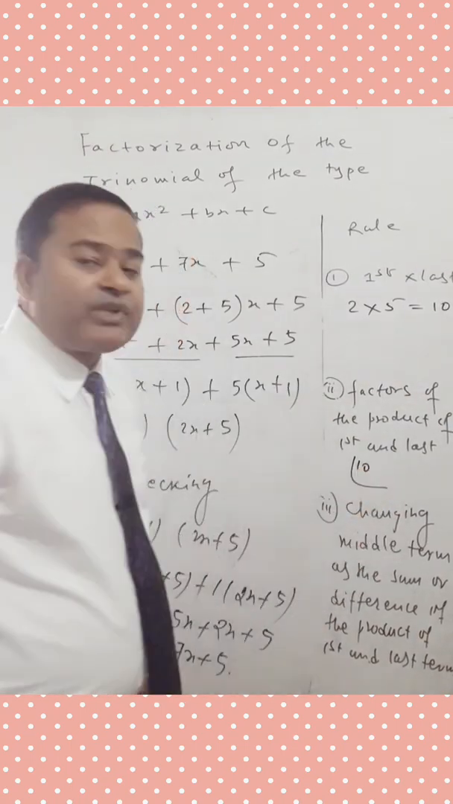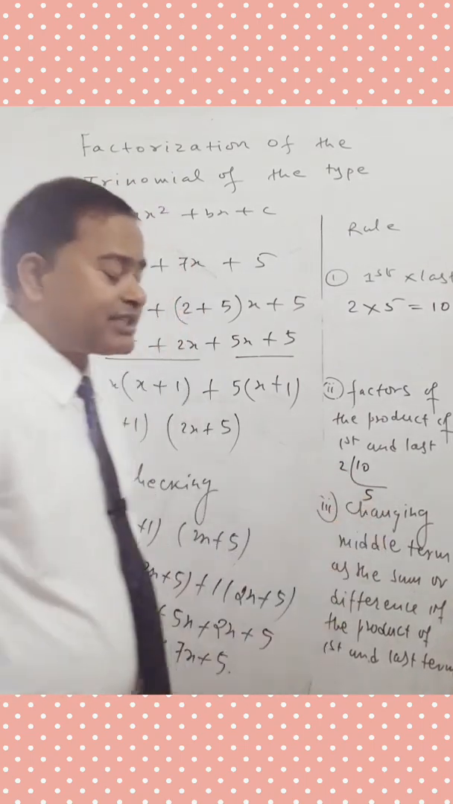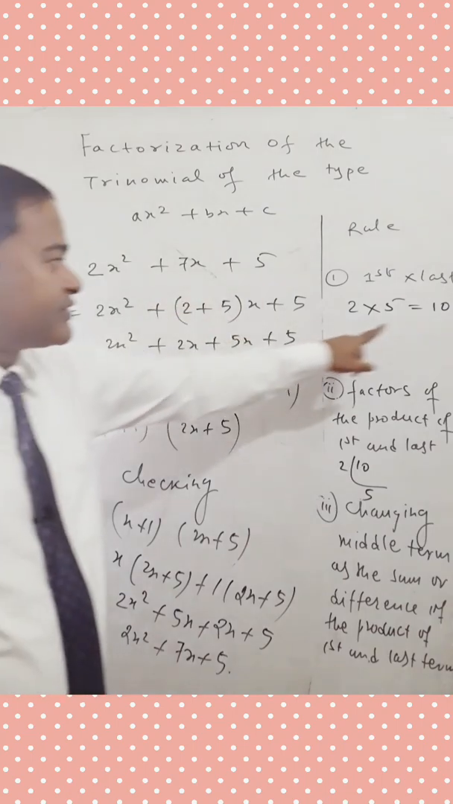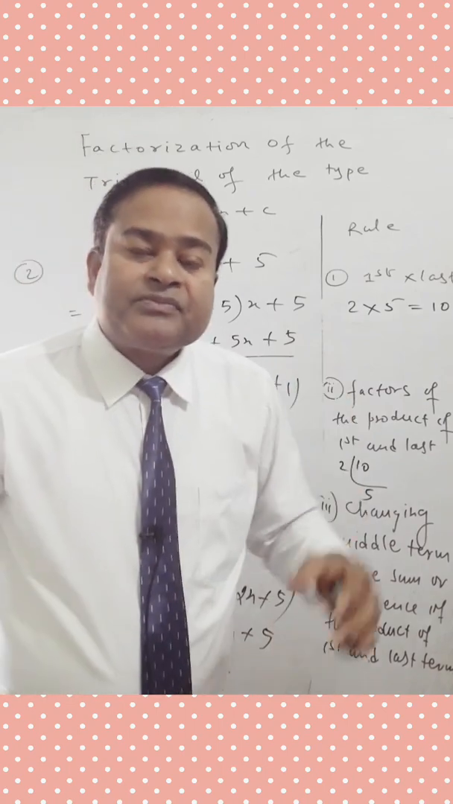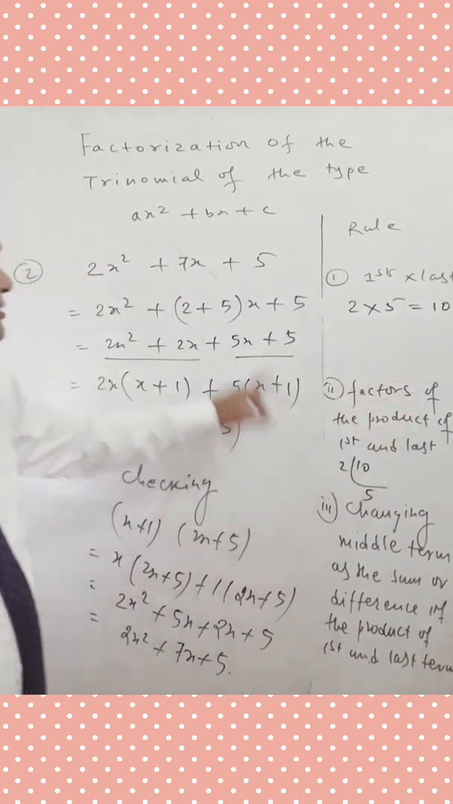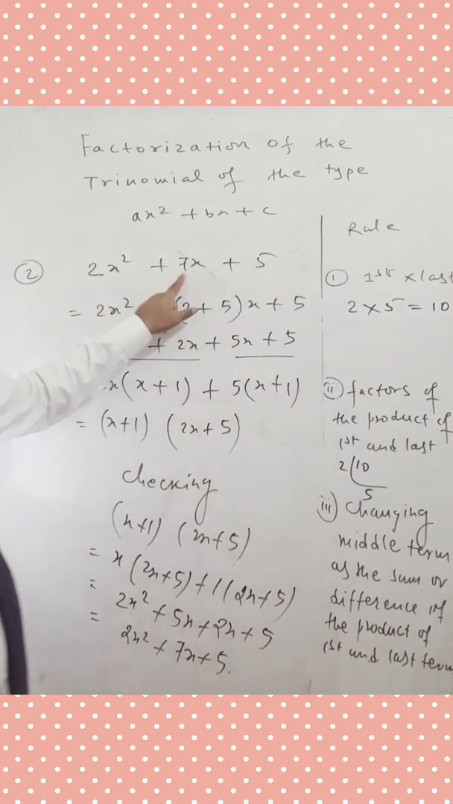That means we have to find out the factors of 10. So 10 we can divide by 1, 1 10s are 10. We can divide by 2, 2 5s are 10. 2 plus 5 will get exactly equal to 7. So this means after finding the product of first and last number, we have to factorize. And the sum of two factors of the product of first and last number must be equal to the middle number. So 2 plus 5 we get exactly 7.